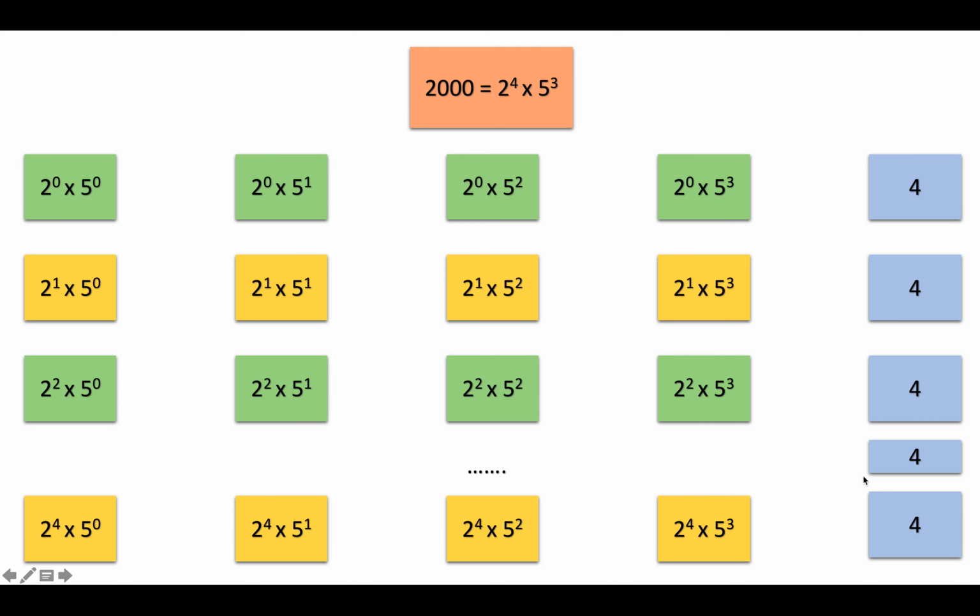So what will be the number of factors? It will be 4 multiplied by 5, the number of rows and the value in each row that we have. So we know that 2000 will have 20 factors like this. Notice that this contains 1 as well as 2000, the number itself. 1 is here on the top left and 2000 is here on the bottom right, 2 raised to power 4 into 5 raised to power 3, because we can go up to those powers.